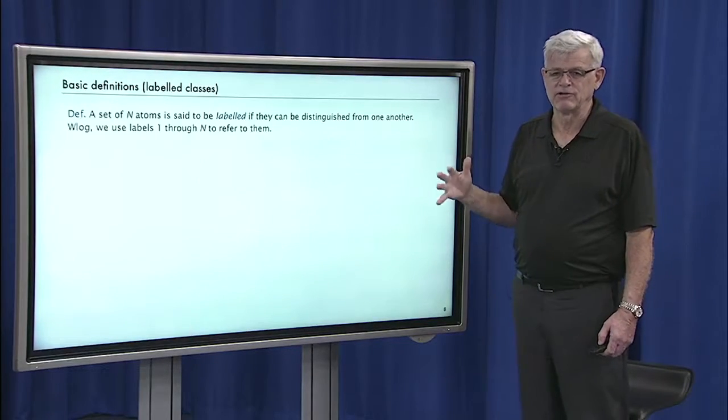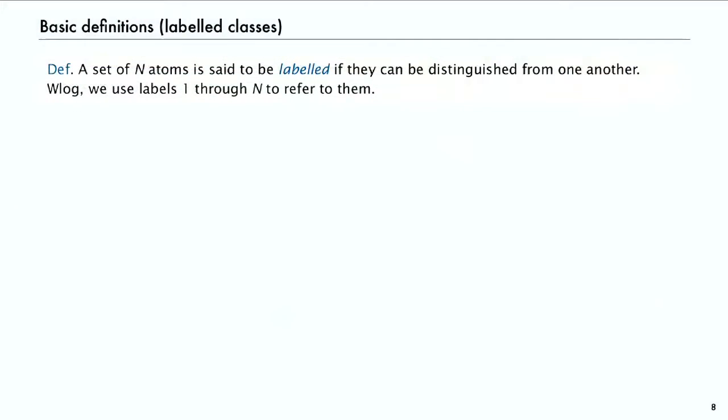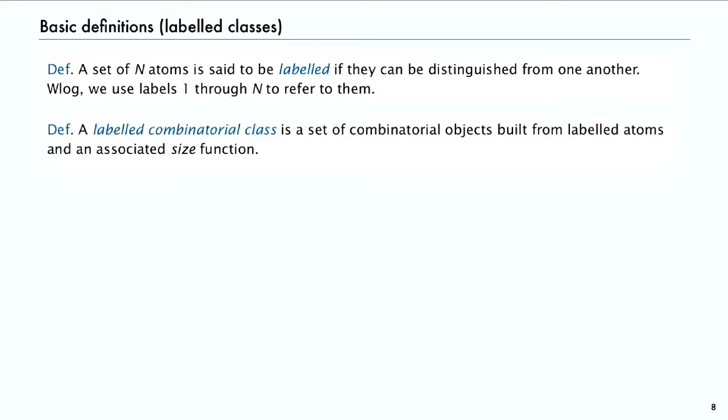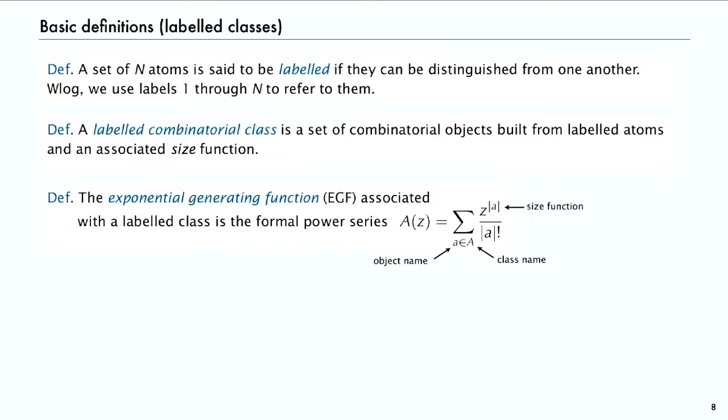Here are the basic definitions that we're going to work with, and these correspond precisely to the basic definitions that we used for unlabeled classes. So first, we say a set of n items is said to be labeled if they can be distinguished from one another, and without any loss of generality, we use the labels 1 to n to refer to the atoms. So a labeled combinatorial class is a set of objects built from labeled atoms, and also there's an associated size function. Again, just as before with unlabeled classes.